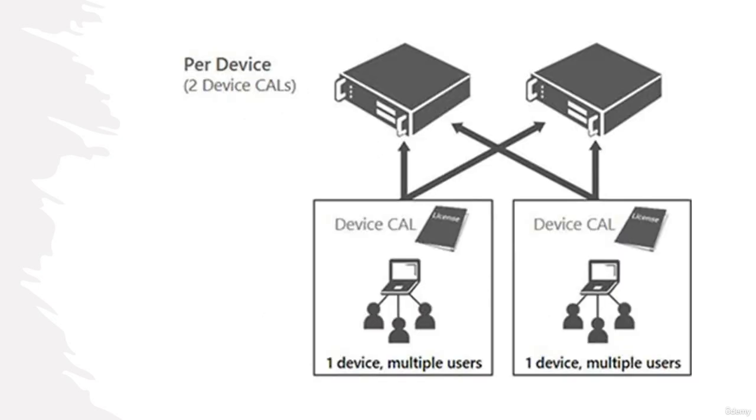With a device CAL, you purchase a CAL for a given device that accesses your server independent of the number of users who use that device, right? So this is intended for scenarios where multiple users might use a single licensed device. Some common examples might include a public terminal in a store that's accessed by different customers, or a device in a manufacturing facility where multiple employees need to use the same system.